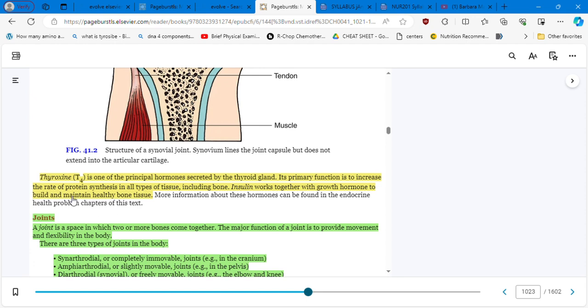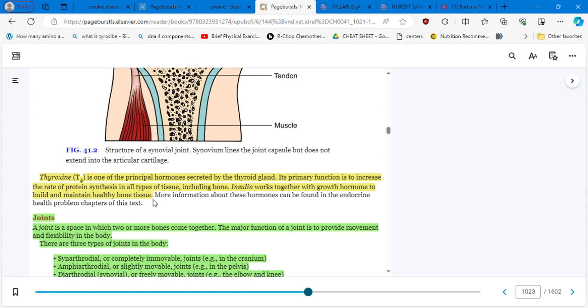Also, let me mention thyroxine T4 is one of the principal hormones secreted by the thyroid gland. Its primary function is to increase the rate of protein synthesis in all types of tissues, including bone. Insulin works together with growth hormone to build and maintain healthy bone tissue.